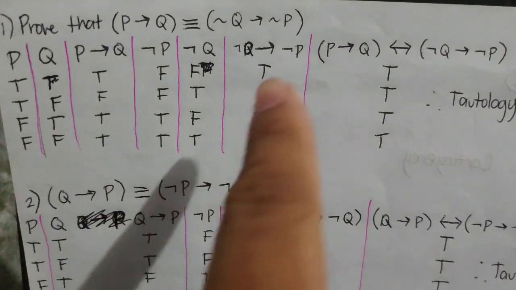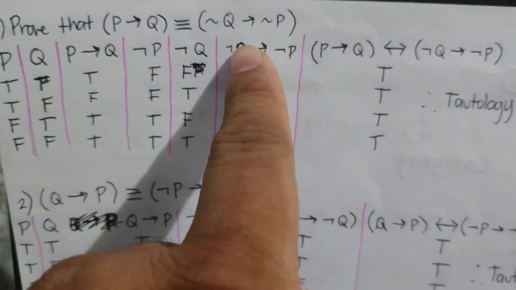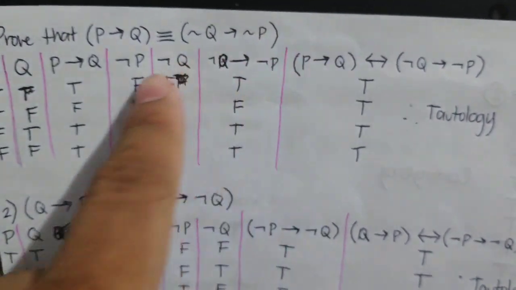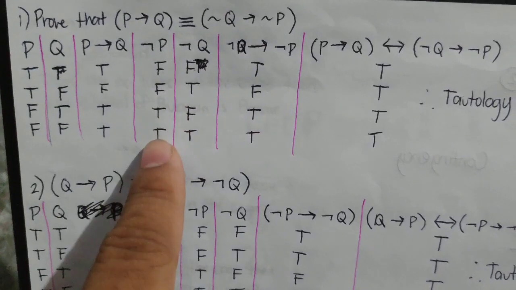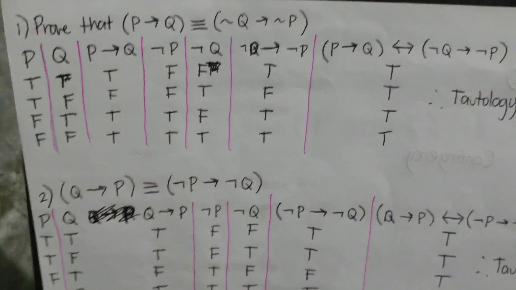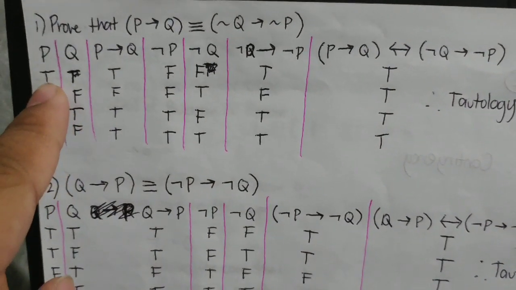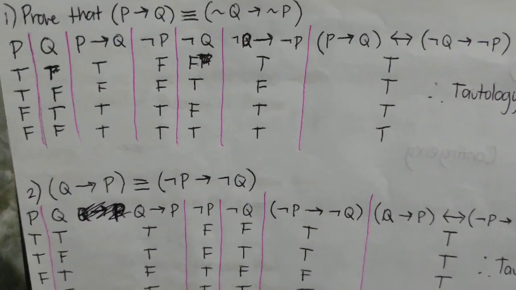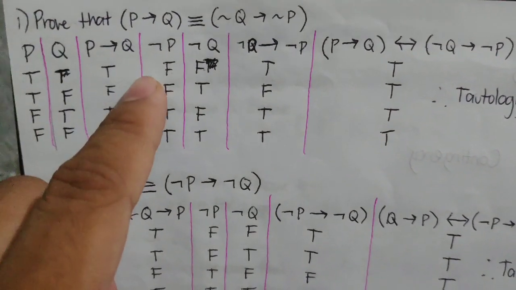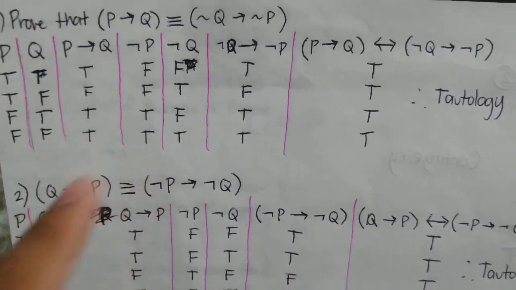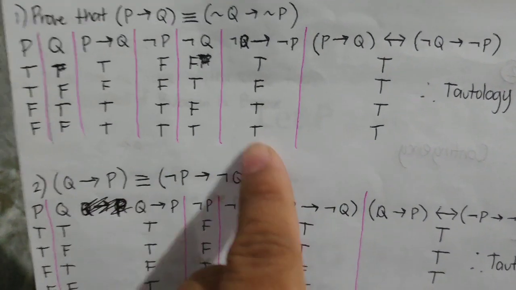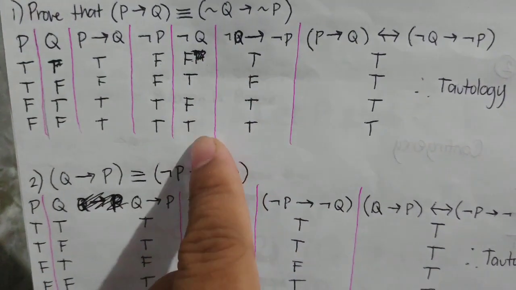So since for the second part of our proving we need the negation of Q implies the negation of P, we need first to find the truth value of the negation of P and the negation of Q. So for the negation, you will just get the opposite truth value of each condition. So originally, P is true, true, false, false. Therefore, if you negate, it becomes false, false, true, true. And for Q, you have true, false, true, false. So negation will become false, true, false, true.